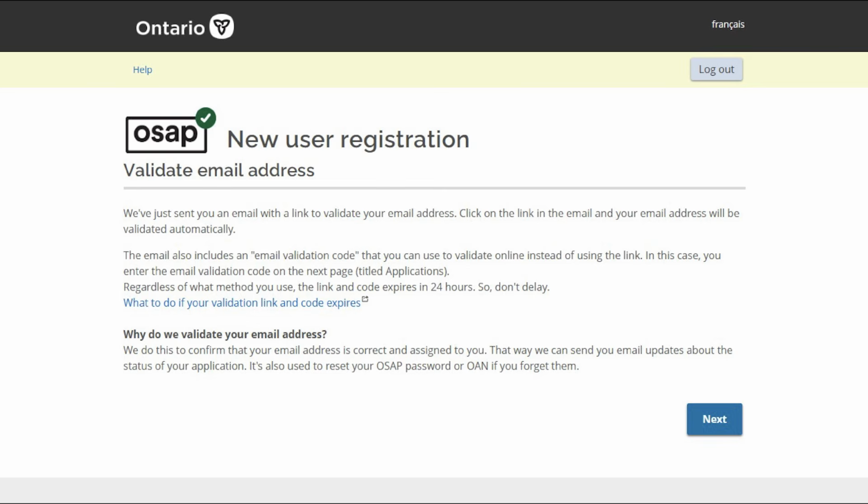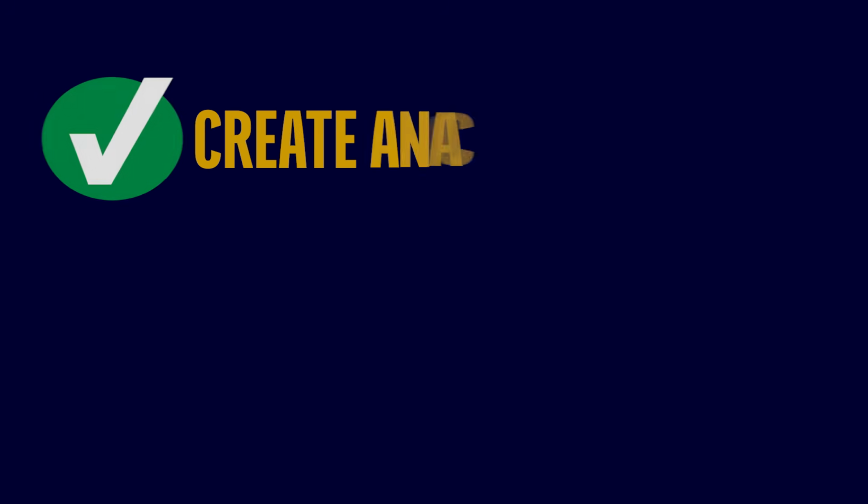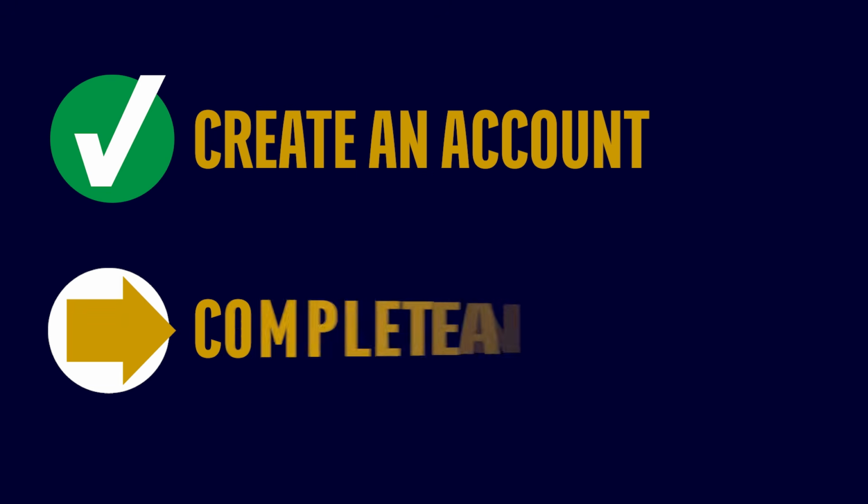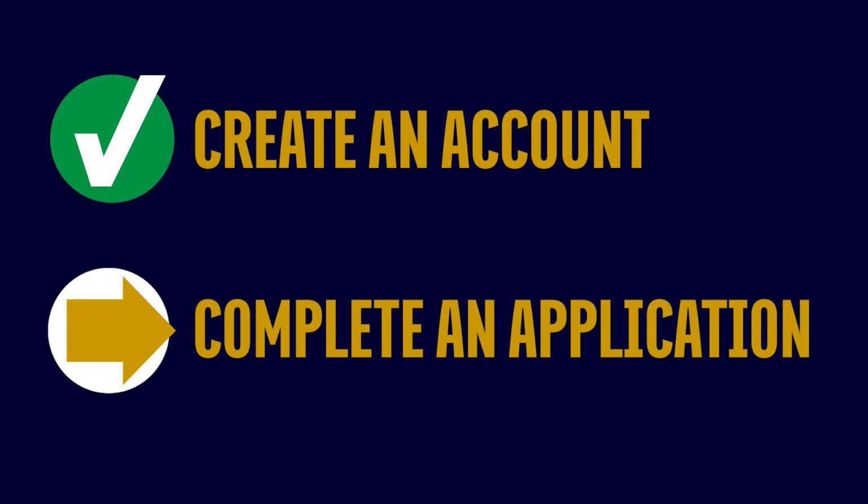A validation email will be sent to the email address you provided. Once you receive the email, click on the link to confirm your email address. This confirms to OSAP that the correct email is assigned to you, so they can send updates about your application or help you access your account if you forget your OSAP application number or password. Hit Next. Now that your OSAP profile is set up, we can start working on completing your application.